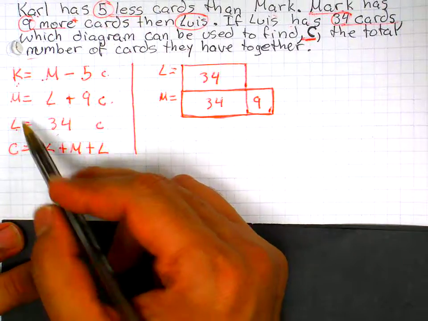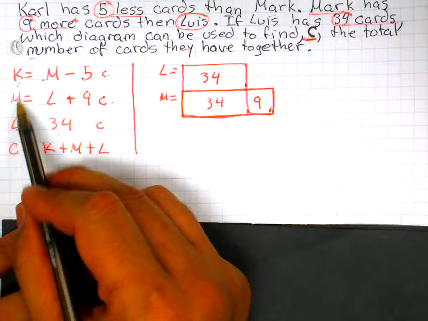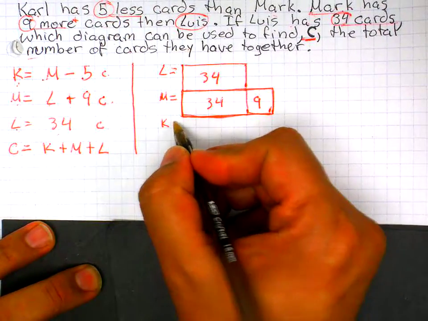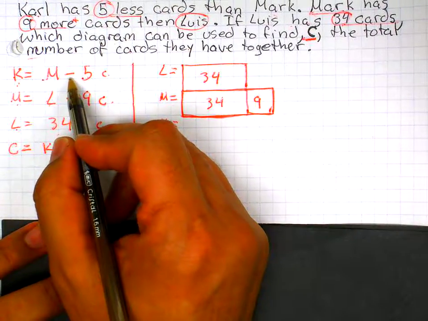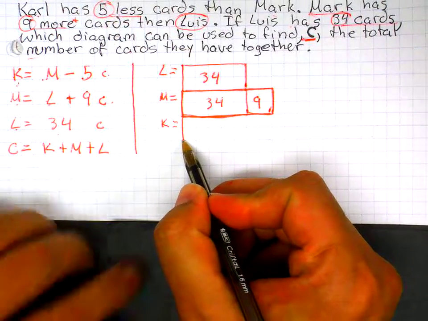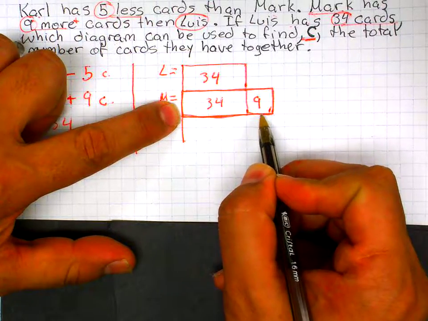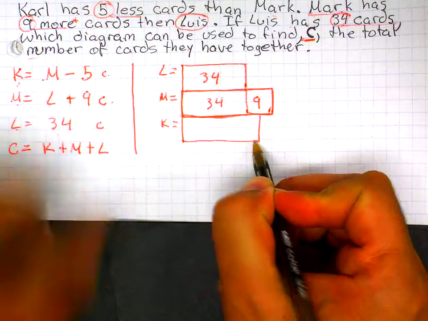And who depends on Mark? Carl. Carl is 5 less than Mark. So Carl is less than Mark. If all this is Mark, Carl is less than that, because it's 5 less.